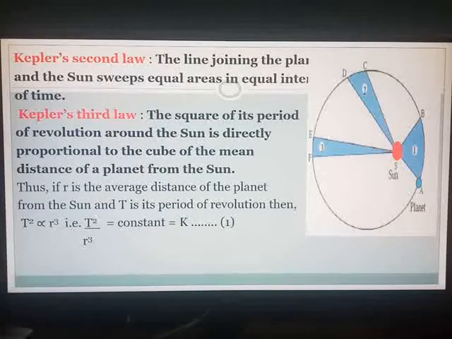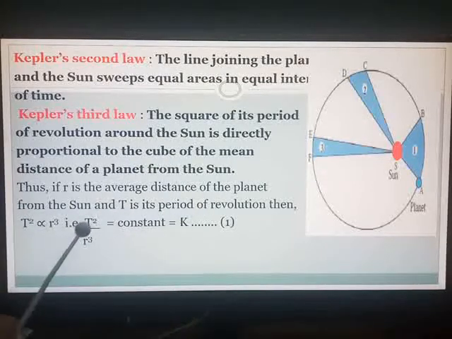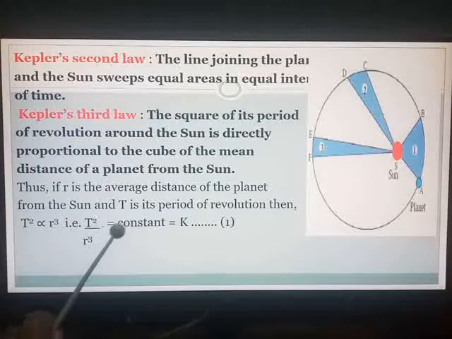Thus, if r is the average distance of the planet from the sun and T is its period of revolution, then T² is directly proportional to r³. See here, cube of the mean distance. That is T²/r³ is equal to a constant, which is k. So these are the 3 laws of motion derived by Kepler. All the 3 laws should be studied properly as they are given in the textbook.